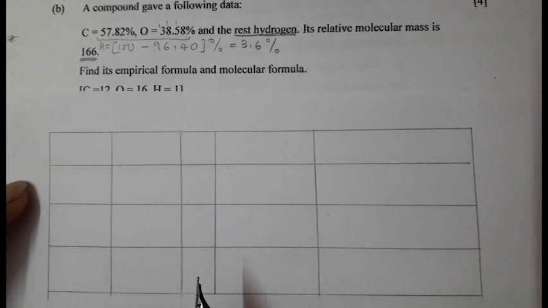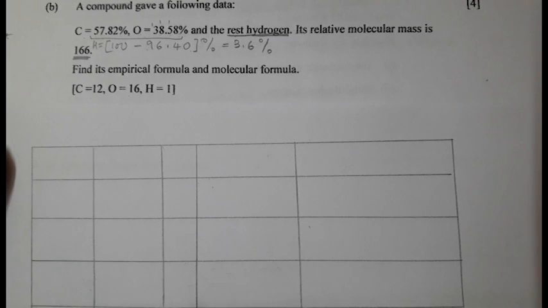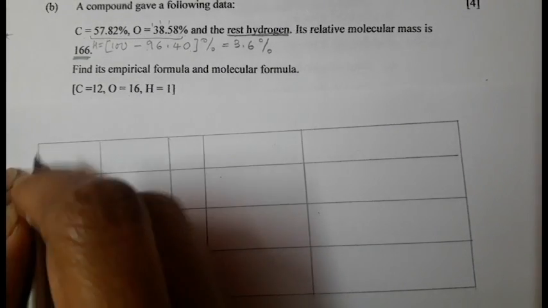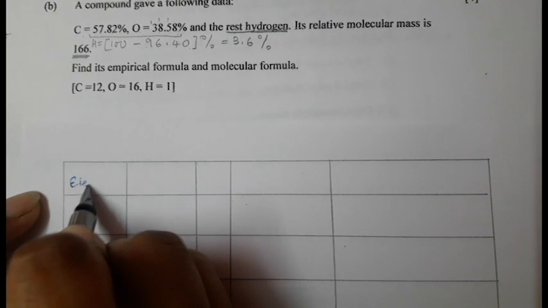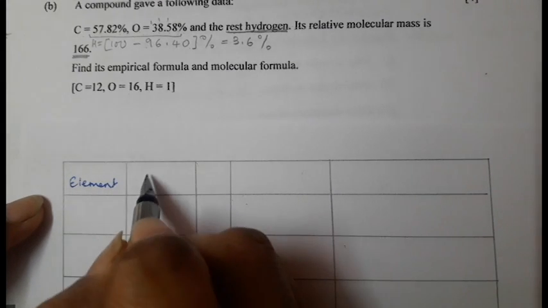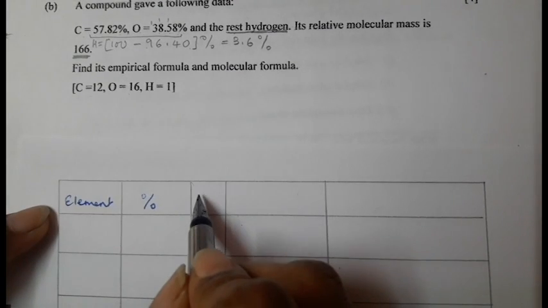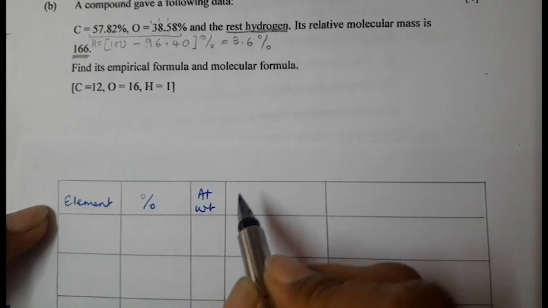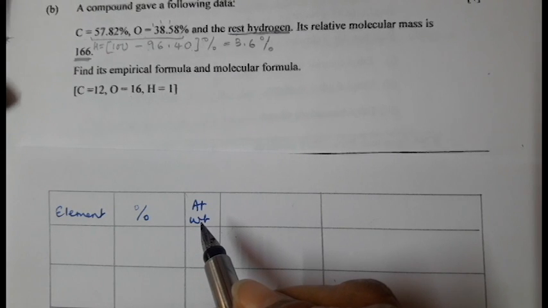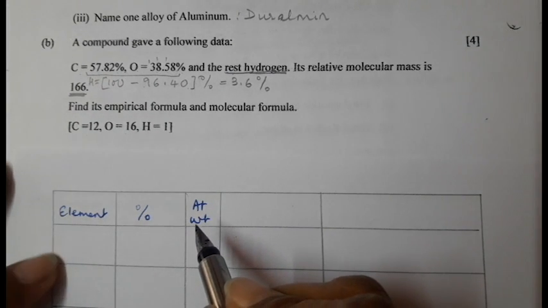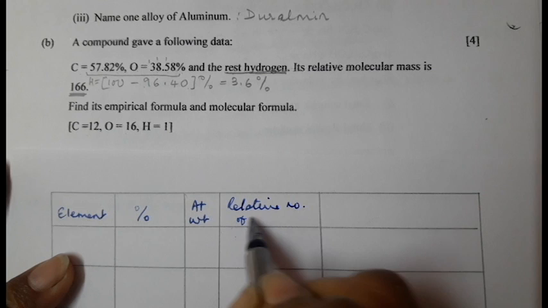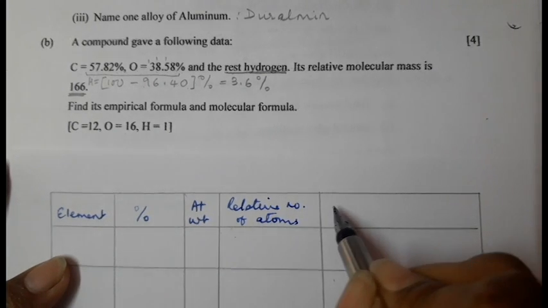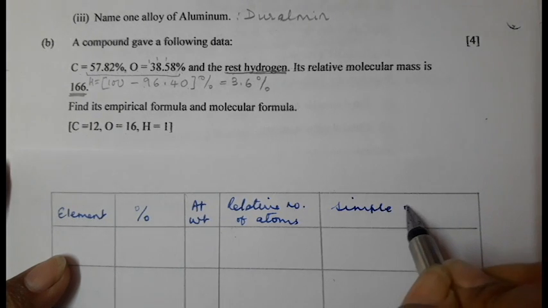So now our columns are ready. As you can see, we have the first column. Keep this structure ready like this and we'll write the first one being the element. Second one is your percentage. Third one is your atomic weight. Then we have the relative number of atoms, and then we have the simple ratio.